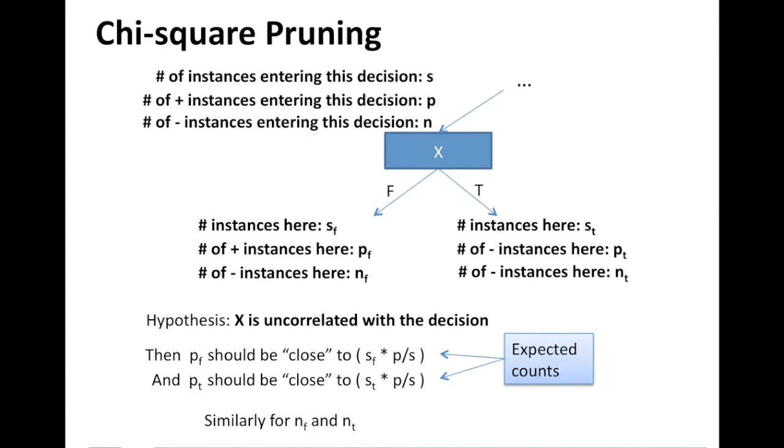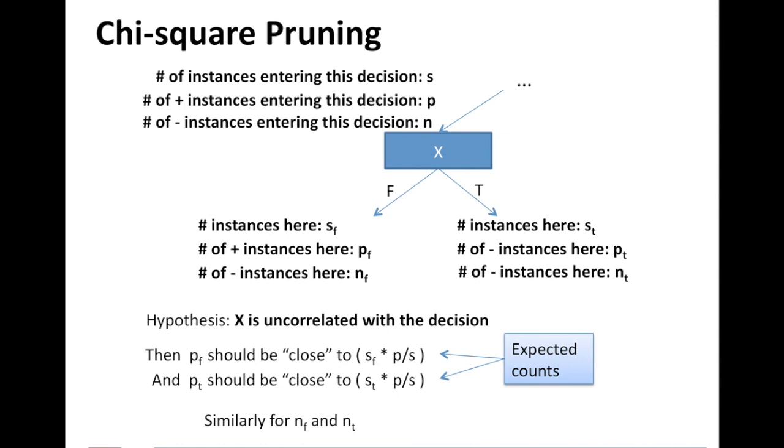If that is close to PF, then the split has not really made any difference. Let's say, taking some numbers to explain this, 10 instances are entering, and 5 of them are in capital F and 5 of them are in capital T. So the number of instances where x equals F is 5, and the number where x equals T is 5.